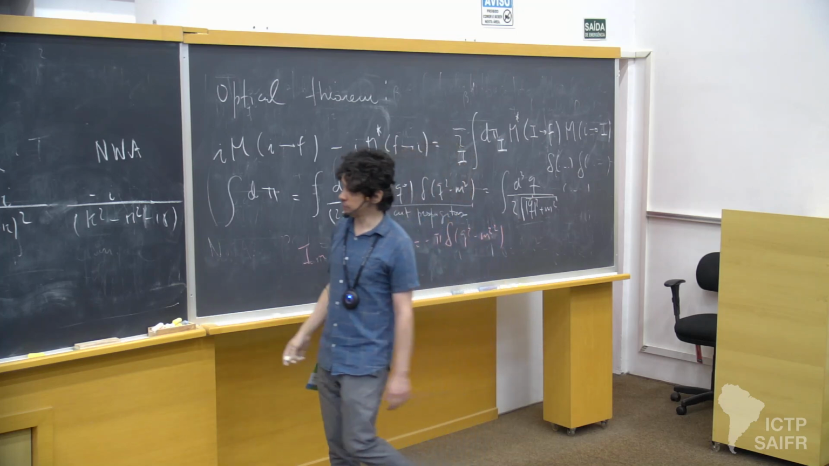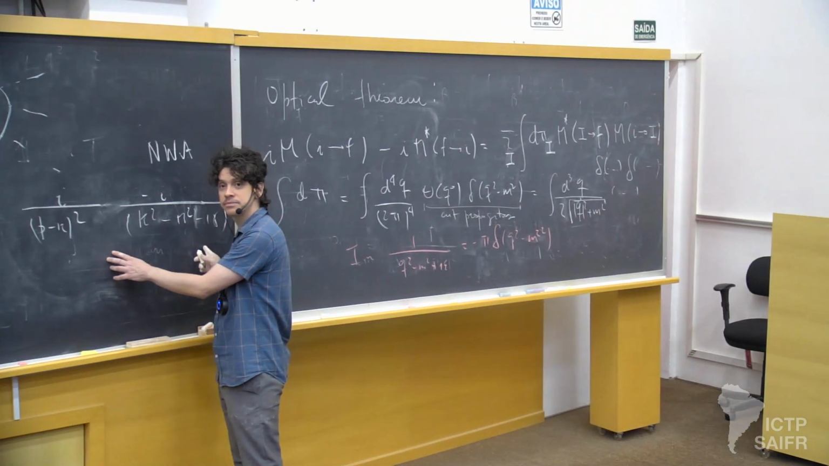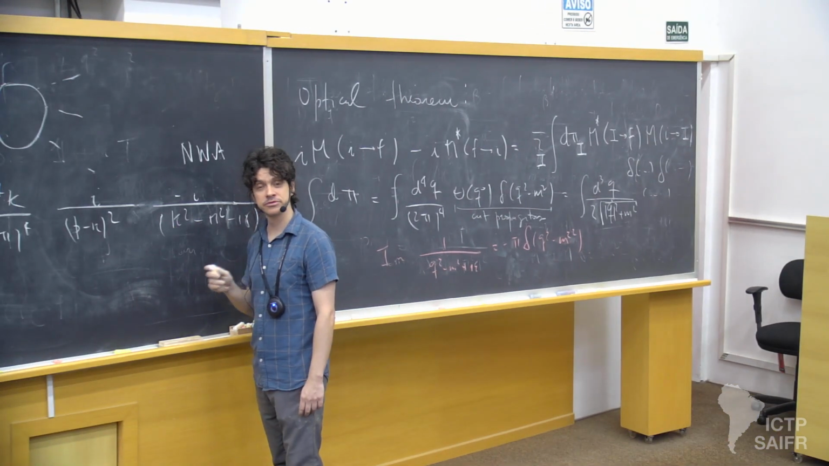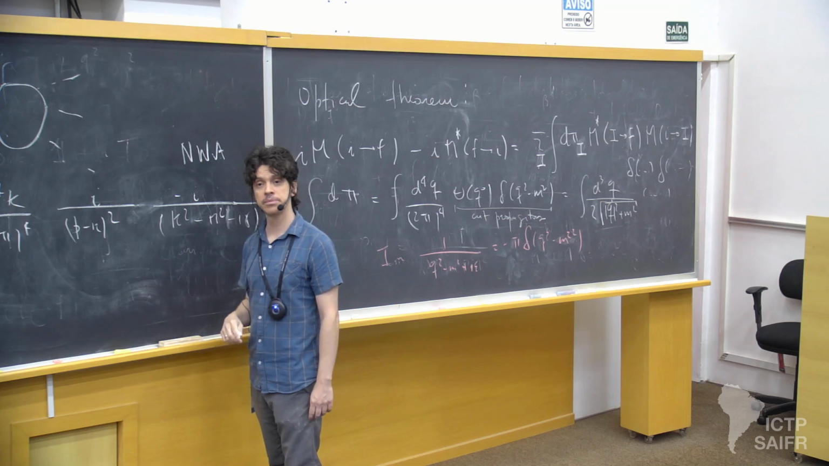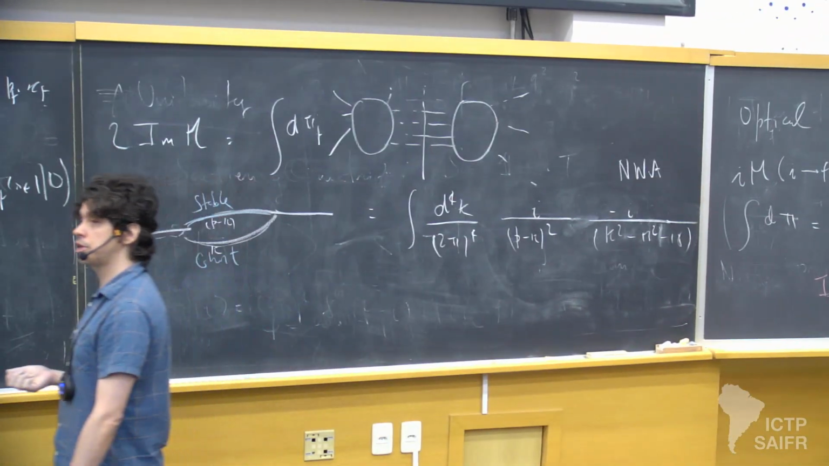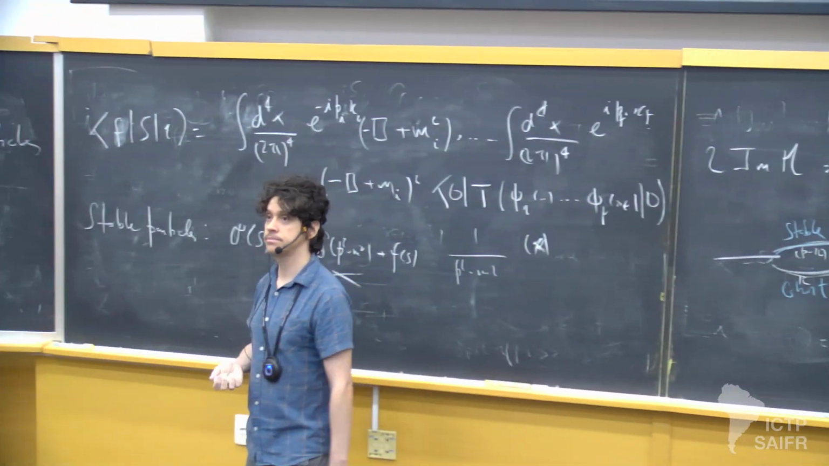The problem is, if you do this and use the Feynman prescription, the Feynman contour, I mean, then your amplitude won't give an imaginary part.